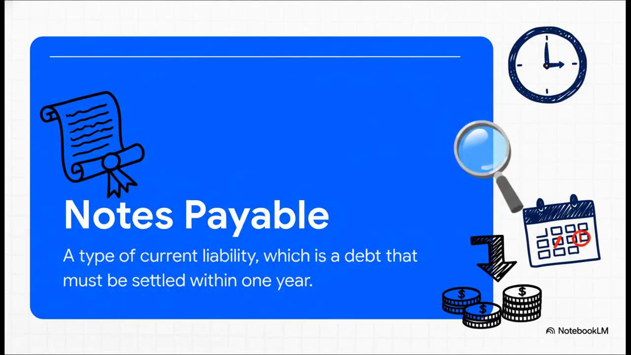The key phrase here is formal written promise. It's a much more structured, legally binding kind of debt. And again, we just apply our rule. Is it due within 1 year? The loan is for 6 months. So yep, absolutely. It's a current liability, no question about it.